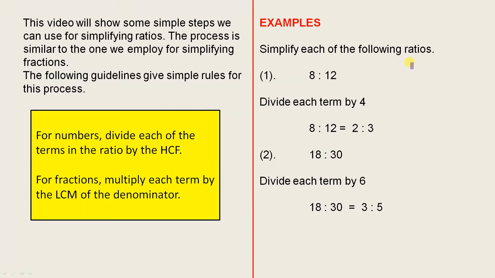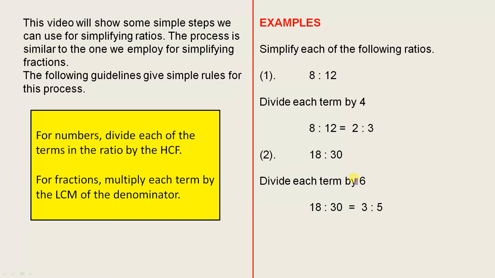Let's have a look at some examples. Simplify each of the following ratios. We have 8:12. So basically the highest common factor of 8 and 12 is 4, so we divide each term by 4. So 8:12 gives us 2:3, because 8 divided by 4 gives us 2, and 12 divided by 4 gives us 3.